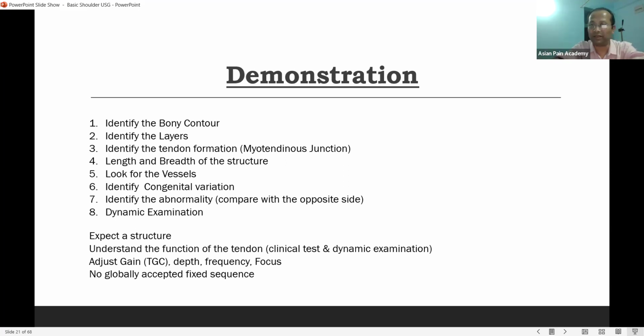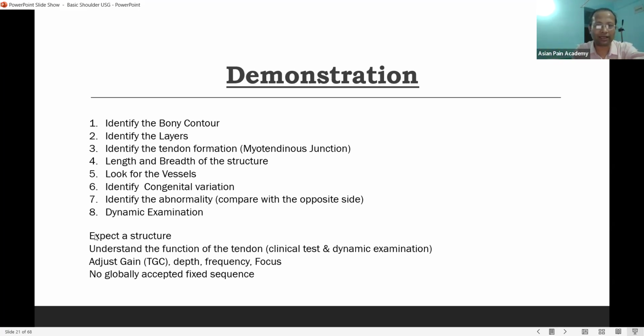Then comes dynamic examination. Whenever required, you go for dynamic examination and see the whole structure. This is a positive point of ultrasound, which we do not get in any other modality, which is X-ray based, or MRI.